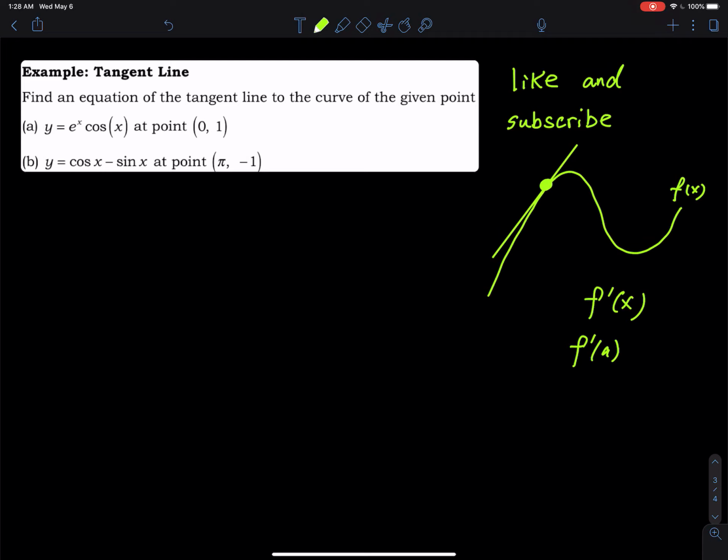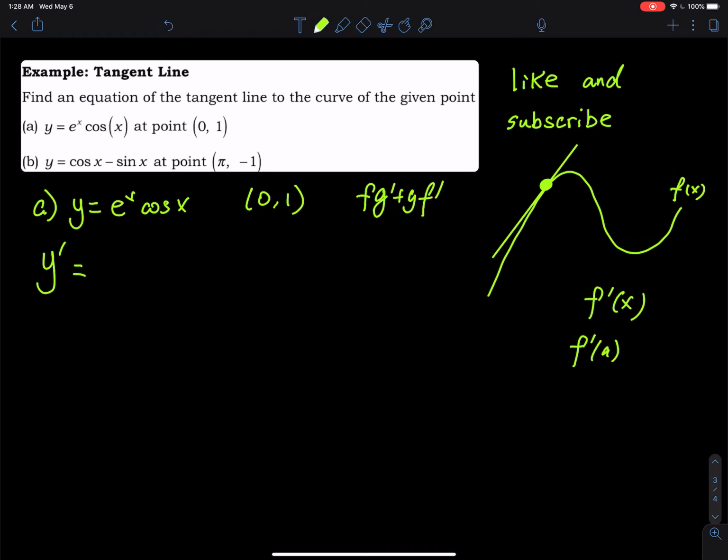So for the first problem, A, we have y equals e to the x times cosine x, at the point 0, 1. First we take the derivative. When you see the words tangent line, that means we need the slope, we need a derivative. For y prime, we need the product rule. What's the product rule? The product rule is f g prime plus g f prime.